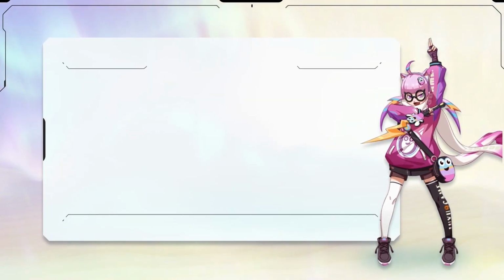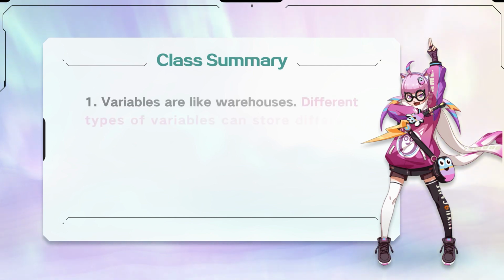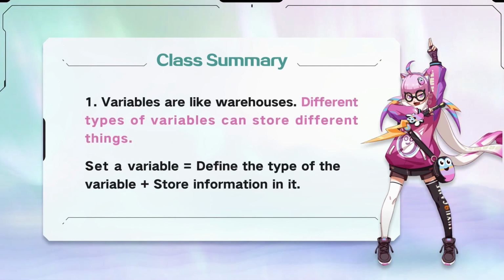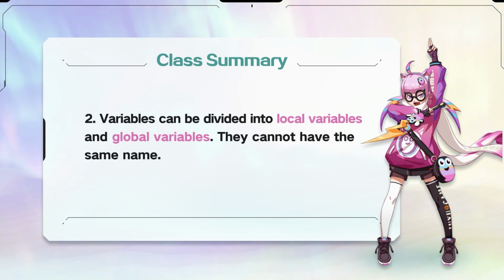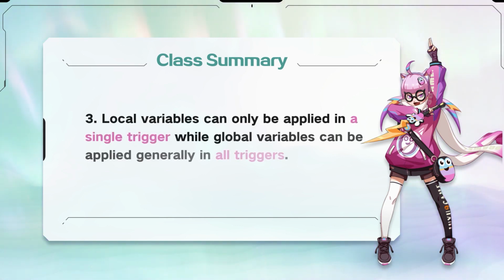Now it's time to review what we have learned today. Variables are like warehouses. Different types of variables can store different things. When we set a variable, we define the type of the variable and store information in it. Variables can be divided into local variables and global variables. They cannot have the same name. Local variables can only be applied in a single trigger, while global variables can be applied generally in all triggers.